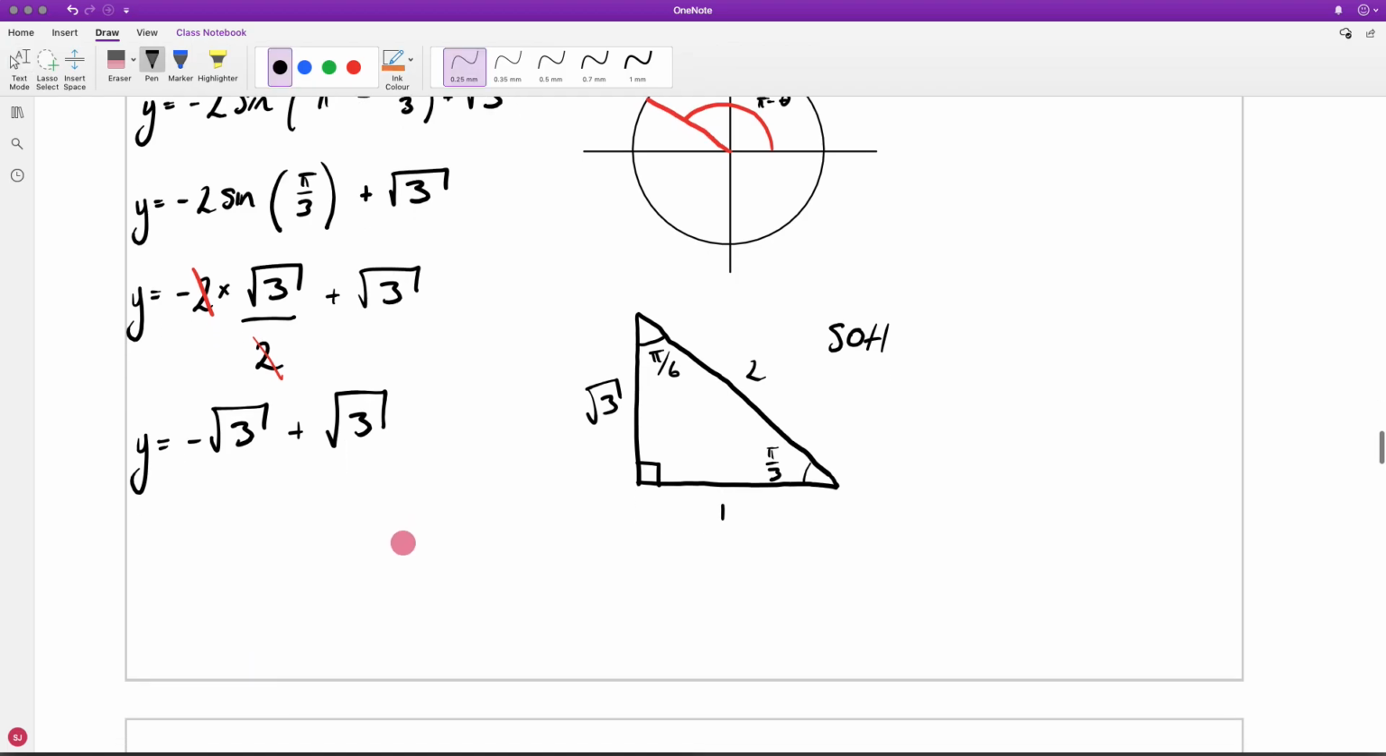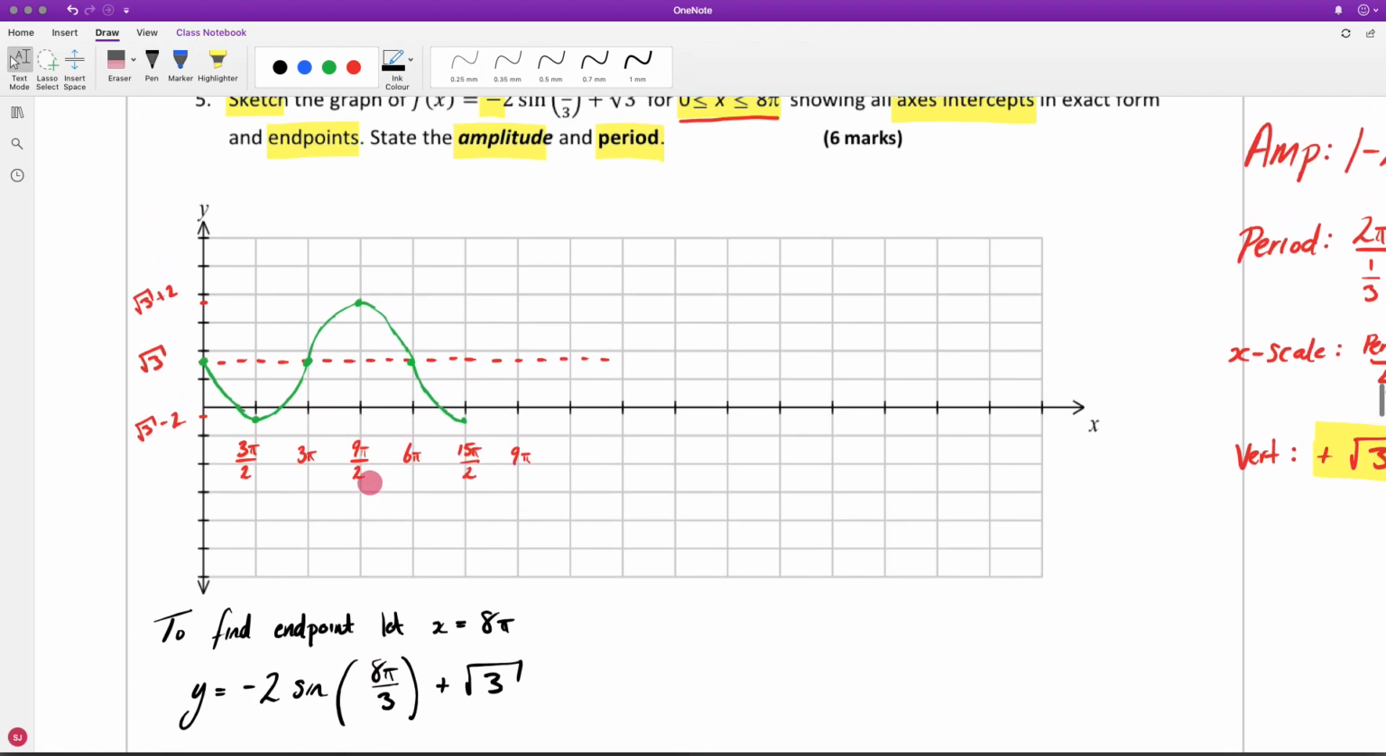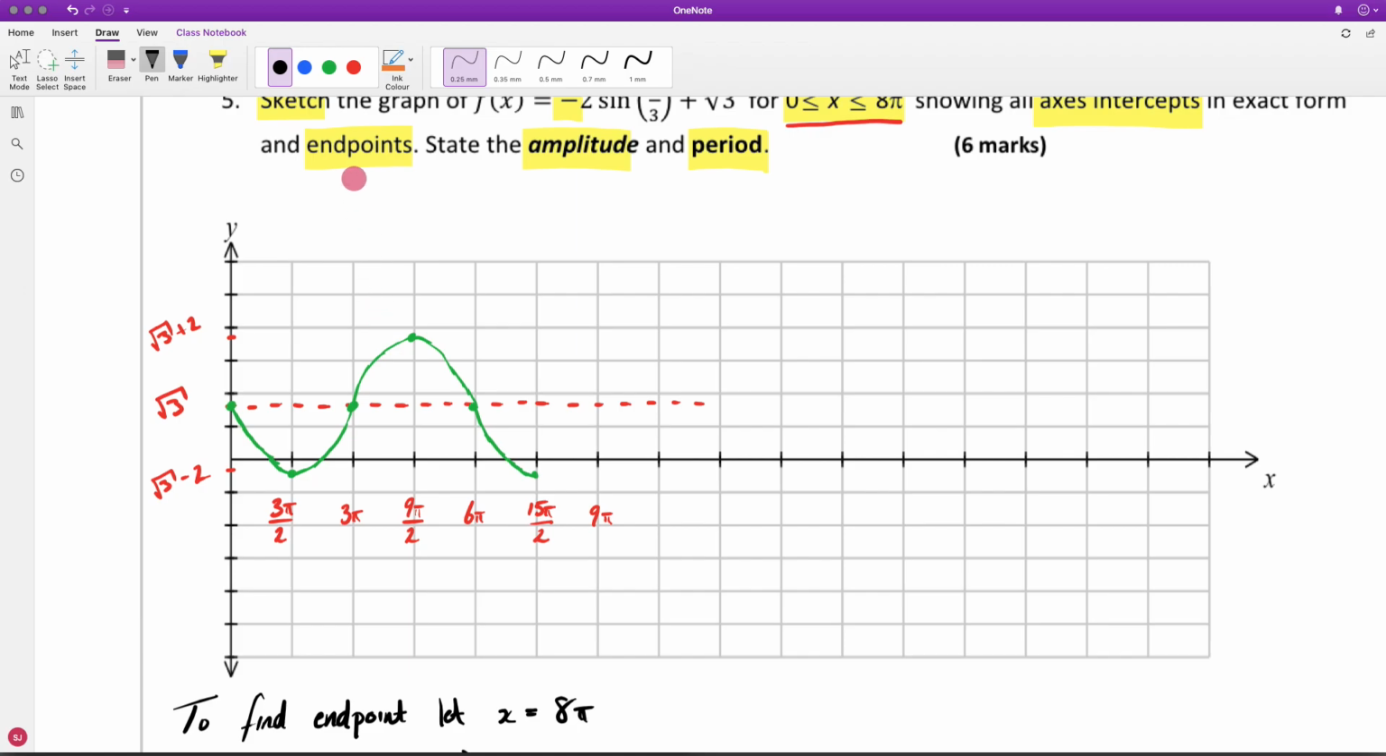And that is going to give me y equals 0. So when I have x equals 8 pi, I'm going to get out y equals 0. So let me now come up here and say, hey, this is going to stop here, and that point right there, I'll do it in black, is going to be 8 pi and 0. Perfect, we found our endpoint.